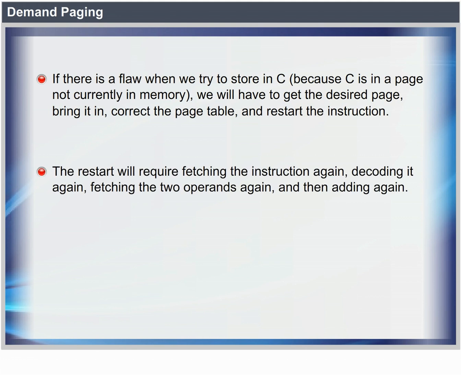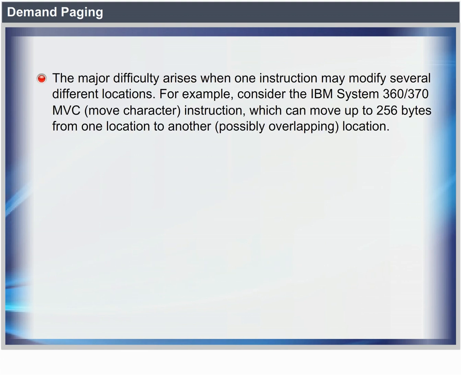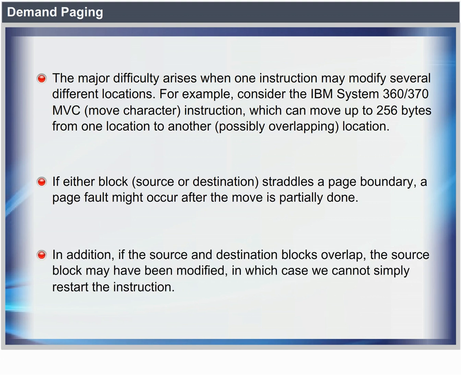However, there is not much repeated work, less than 1 complete instruction, and the repetition is necessary only when a page fault occurs. The major difficulty arises when one instruction may modify several different locations. For example, consider the IBM System 360/370 MVC move character instruction, which can move up to 256 bytes from one location to another, possibly overlapping location. If either block, source or destination, straddles a page boundary, a page fault might occur after the move is partially done. In addition, if the source and destination blocks overlap, the source block may have been modified, in which case we cannot simply restart the instruction.